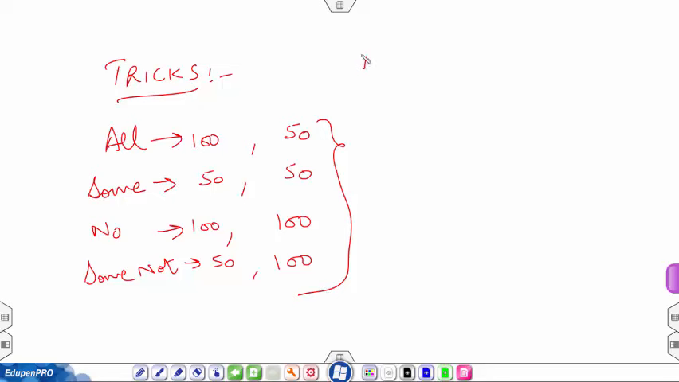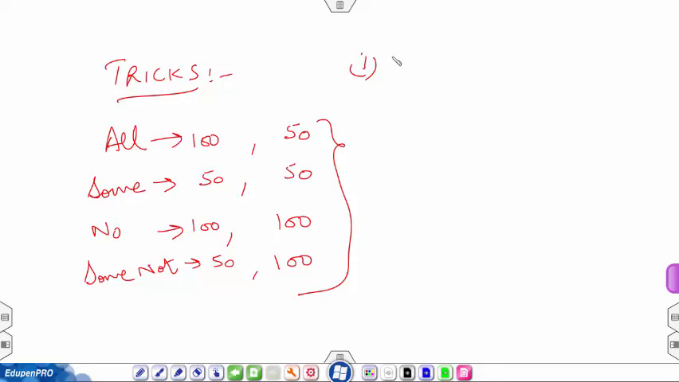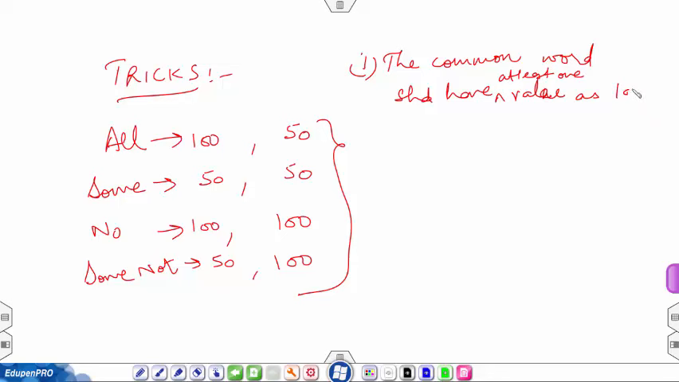Right? The common word. Now if you look at the previous example, all tables are doors, all doors are chairs. This is the common word. The common word is doors here. So the point is, the common word must have a value of at least one value. It can have 2 values also. It should have at least one value as 100. That's necessary. Without that you cannot attempt the question.